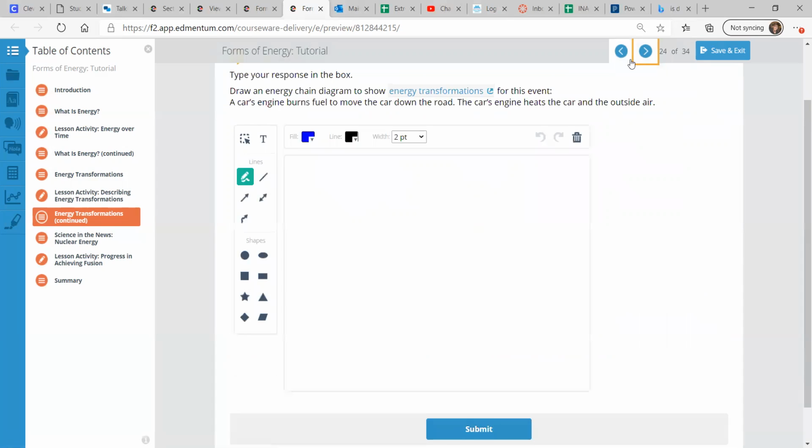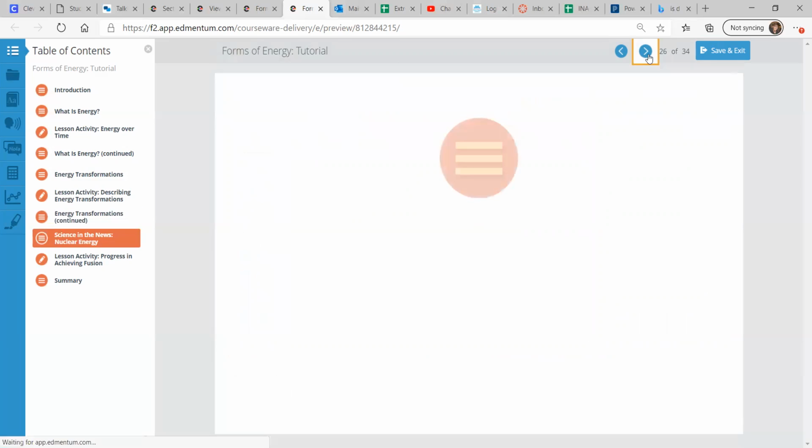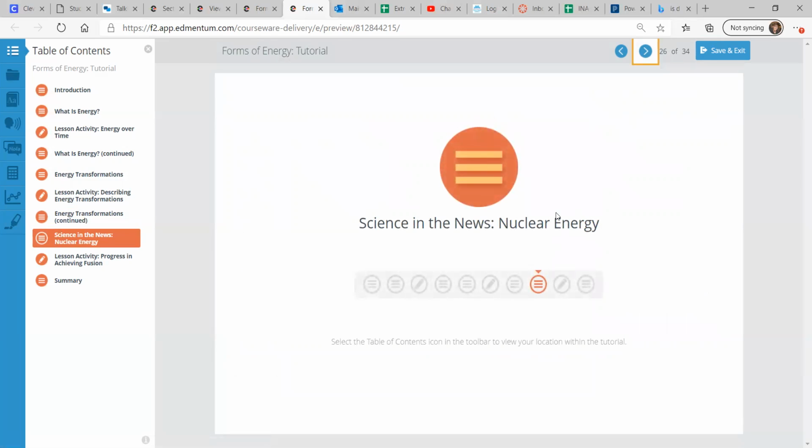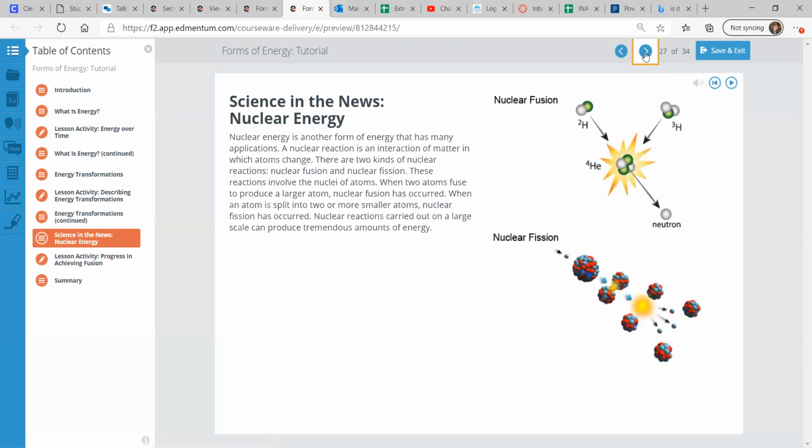That asks you to draw an energy transformation, but we're going to skip that. I'm going to skip that again. And then we'll go over that in the mastery test walkthrough. But I would just like to get through these slides first. Then we're going to talk about science in the news, and this will focus on nuclear energy.